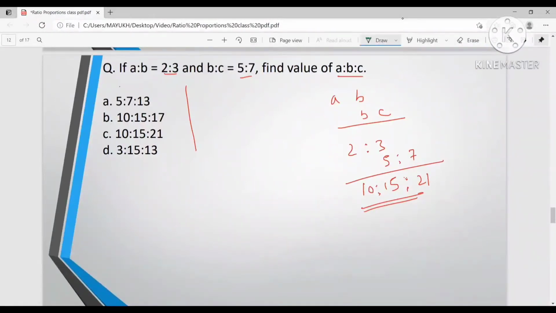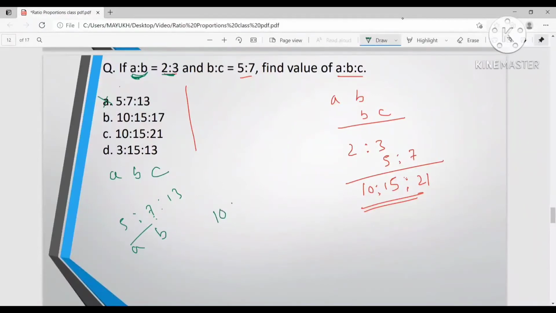The first term is A, the second term is B, and the third term is C. I'll just simply look into the first statement, that is A is to B is 2 is to 3. So I'll first spot and list all those which satisfy my A is to B as 2 is to 3. Okay, I'll look into 5 is to 7 is to 13. Is A is to B, that is 5 is to 7, satisfying 2 is to 3? No, this is not satisfying. So this is out of my answer.